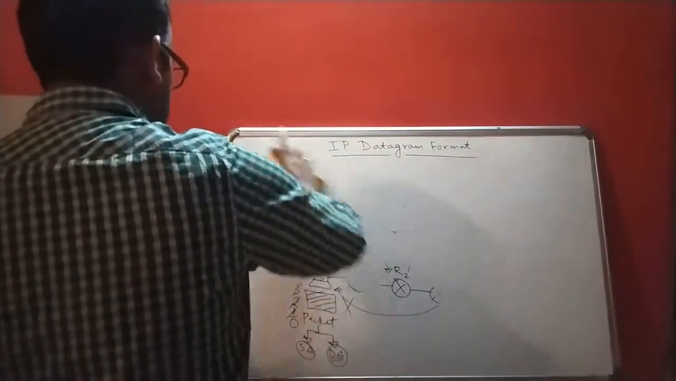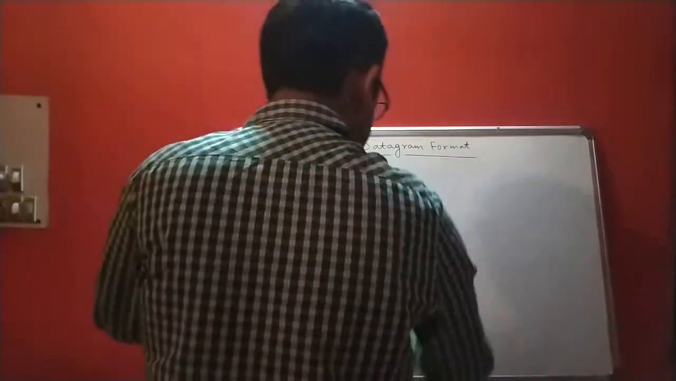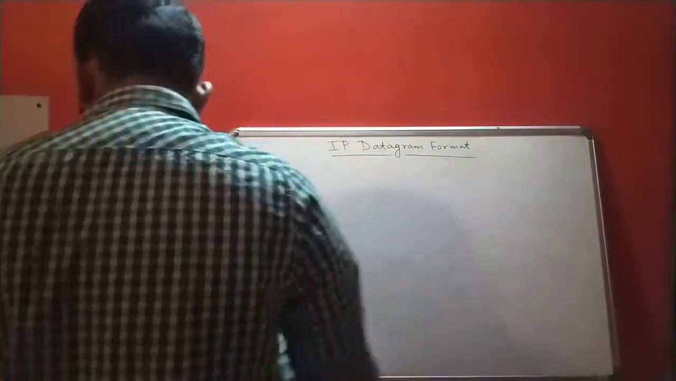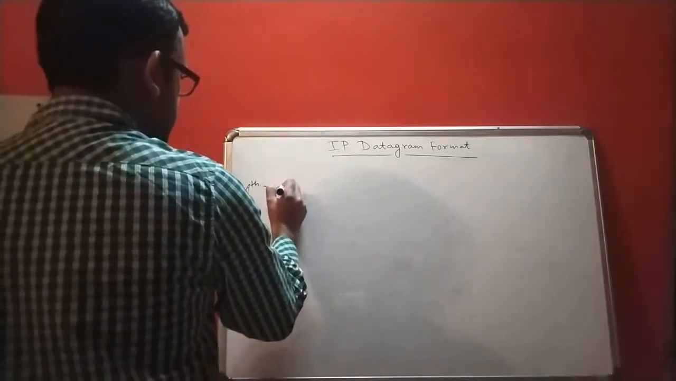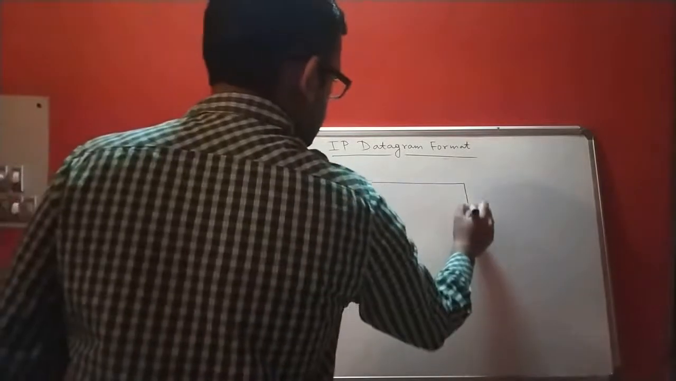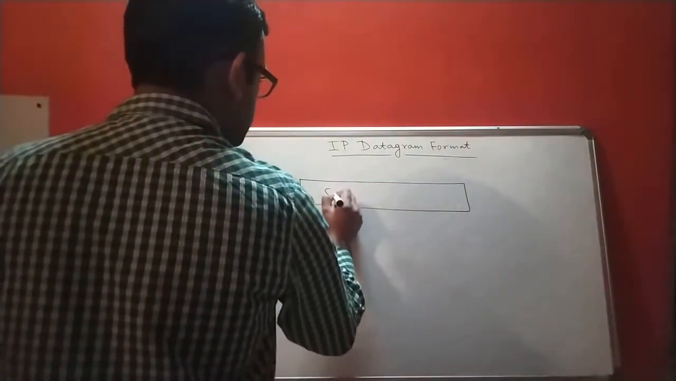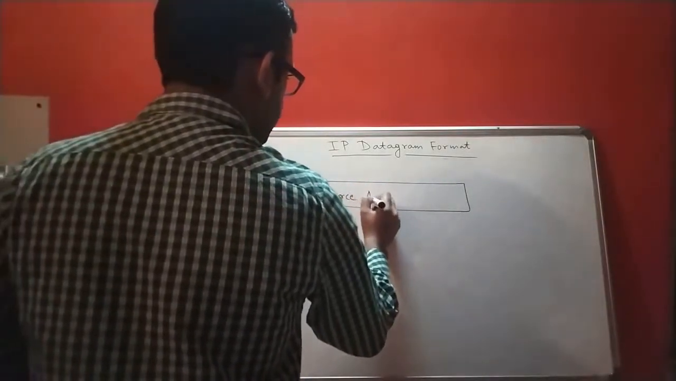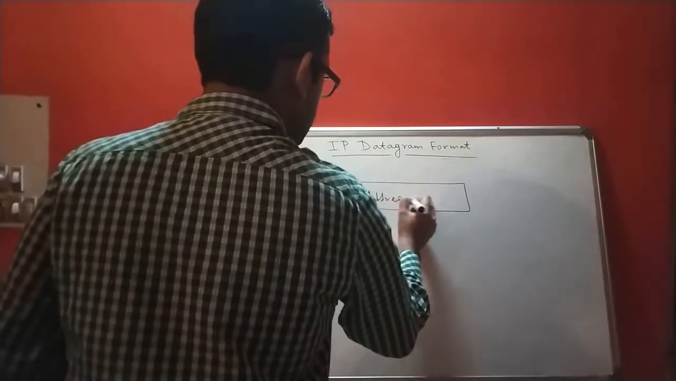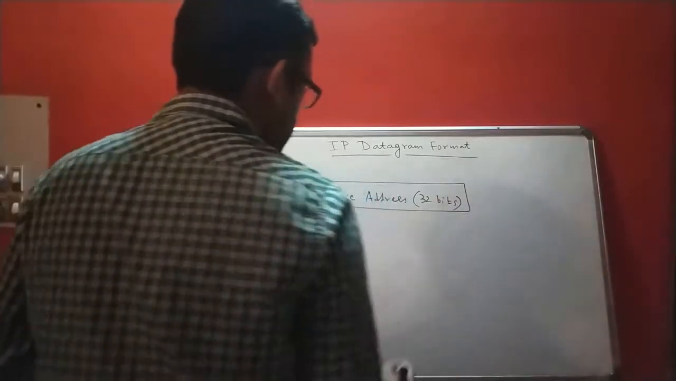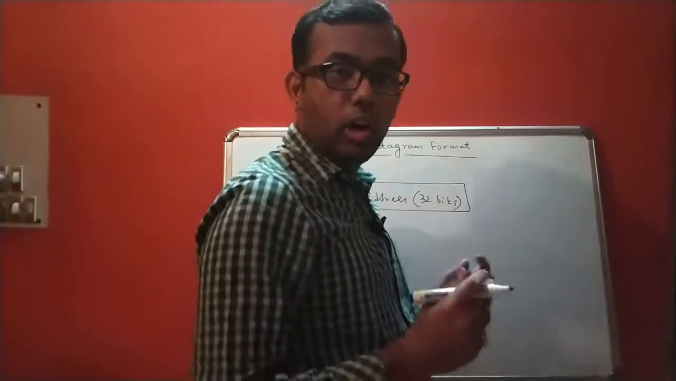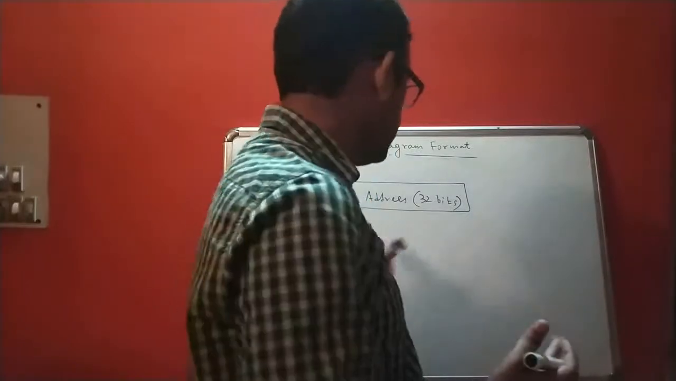Now, moving on to the fourth row. The fourth row as well as the fifth row, I'll discuss in conjunction. The fourth row refers to the source address, and this is of 32 bits. So the source address is the address of the sending host which is trying to send a packet.